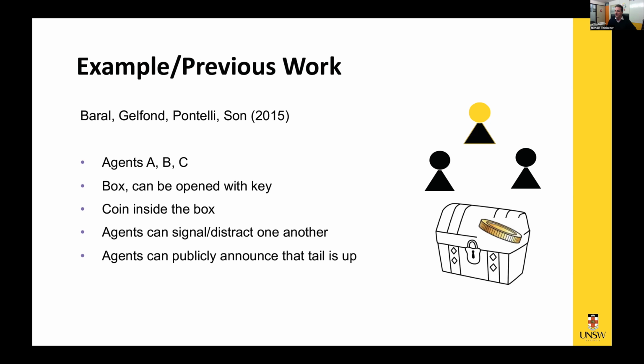This example has three agents, A, B, C. There is a box that can be opened with a key, and there is a coin inside the box which can either show tails or heads. And then agents can perform different actions. In particular, they can signal to each other to pay attention or distract one another to not pay attention. And then they can obviously open the box, and one agent can peek inside the box to find out whether the coin shows tails or not. And then agents can publicly announce that tail is up. This is a nice scenario because it illustrates a lot of features of dynamic epistemic reasoning.